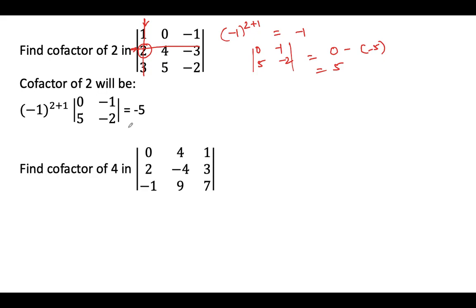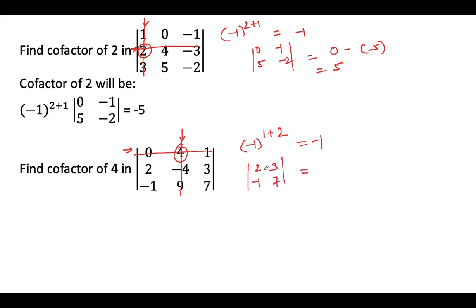Similarly, say I want to find the cofactor of 4 in this determinant. Now this 4 is in the first row and second column. So the sign must be -1 to the power row number plus column number, which is again -1 to the power 3, that's again -1. And assuming we are deleting this particular row and the column where this 4 lies, we are left with these values, which is 2, 3, -1 and 7.